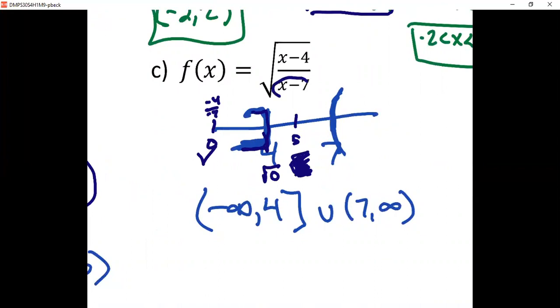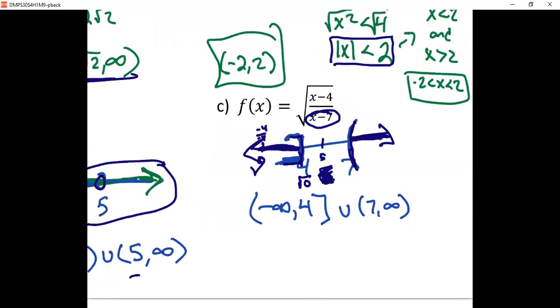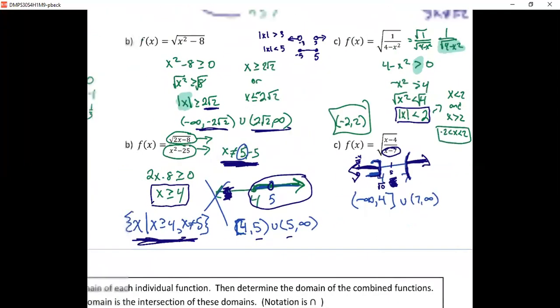7 I can't plug in because my denominator cannot be 0, but any number bigger than 7 is going to be valid. So what's going to work here are all numbers less than or equal to 4, or all numbers greater than 7, as shown by that. What's really happening is, in order for us to get a square root of a positive number, we either need to have a positive over a positive as a fraction, or a negative over a negative as a fraction.